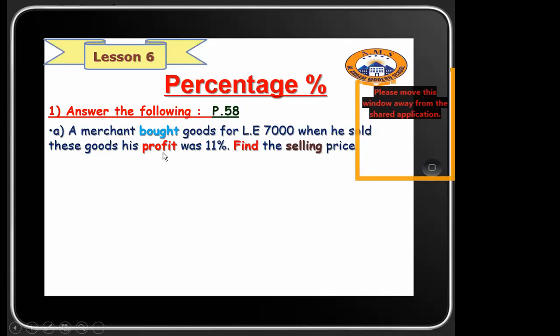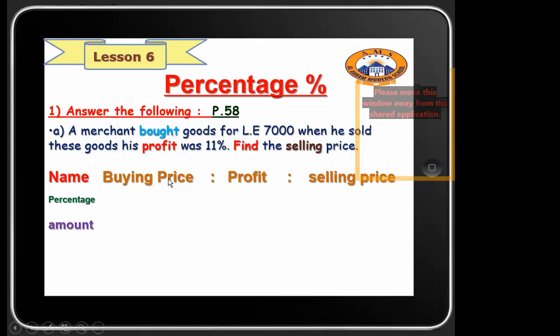I gave you a keyword, profit, which means that I'm going to write 3 lines. How can I solve this exercise? I want you to write 3 lines. The first is the names that I'm going to write. I have 3 names and my keyword here is profit. So the buying price, because I have the word profit, my keywords are buying price and selling price. So buying price, profit, and the selling price. This is the line that you're going to write. This is how we're going to solve.